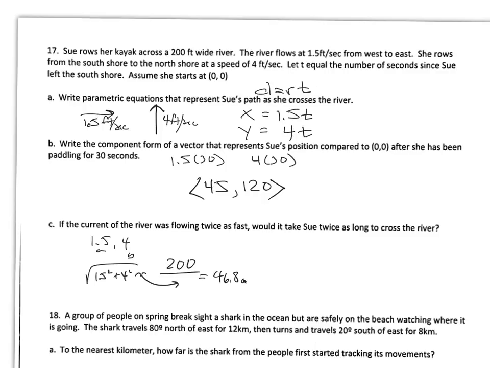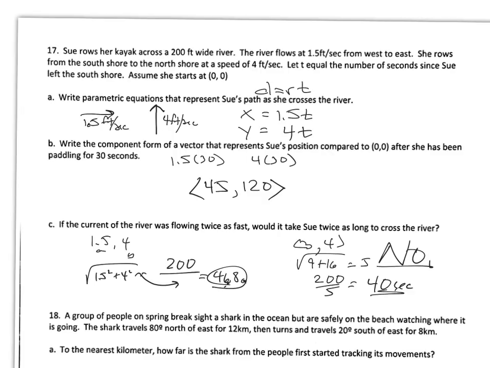If we double the river current and call that 3, but her rate stays at 4, then if we think about these components, A and B, we would have the square root of 9 plus 16, that's 25, so this is a 5. Then if we take that same river, 200 feet wide, and divide by 5, this works out to be 40 seconds. So when the river goes twice as fast, it only goes from 46.8 to 40. So no, it would not take her twice as long.